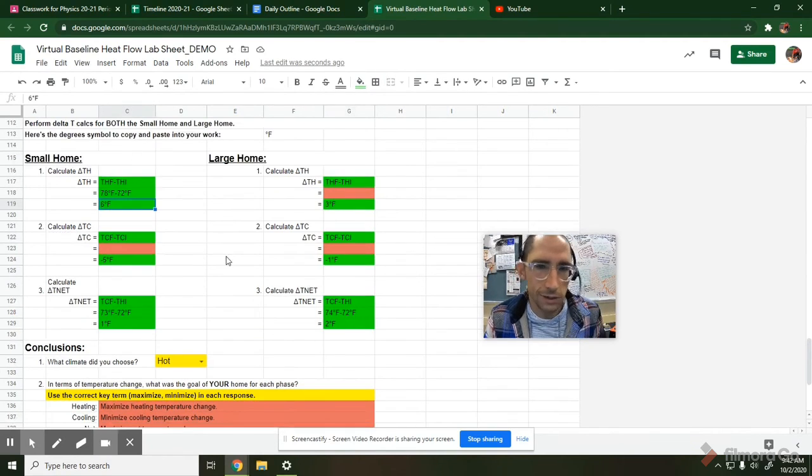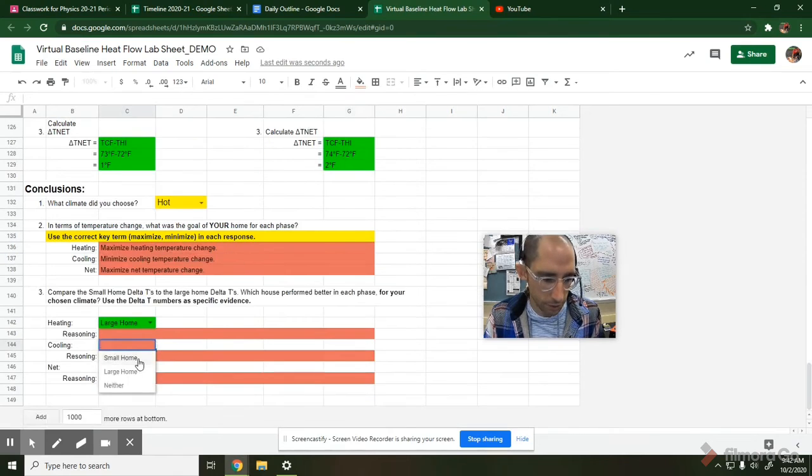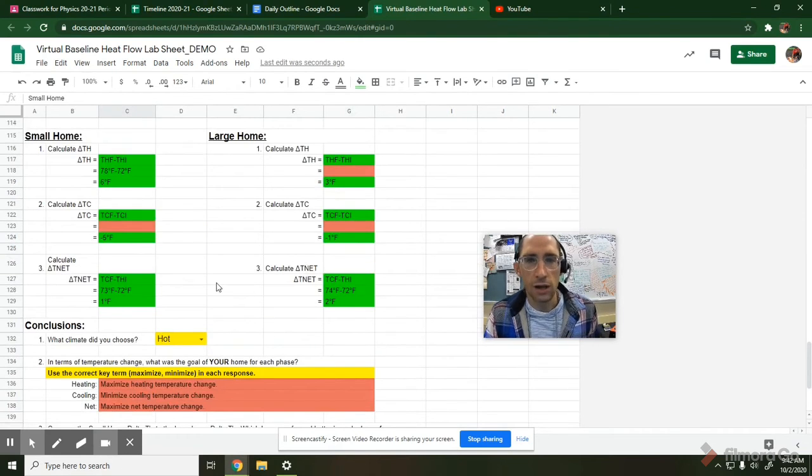Cooling. Technically the small home did a better job there. It lost more heat. It lost 5 degrees, and the large home lost only 1. Small home did better there. Net temperature change in a hot climate. Remember, your goal is to minimize the net in a hot climate. The best net temperature change you can have in a hot climate is 0. So which house got closer to that? Which house heated up less overall? The small home went up overall by only 1 degree, and the large home went up by 2.